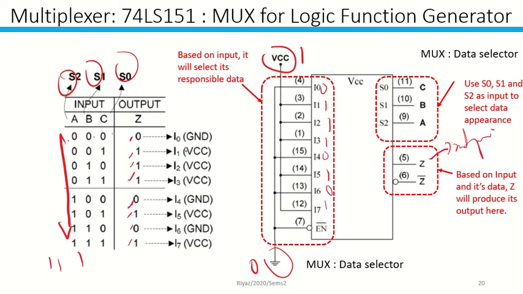So whenever the code is, let's say, 0, 1, 0, the response of 0, 1, 0 is 1. So you will be selecting I2, this one, and then the output will be 1 at that particular moment. This is how it processes.